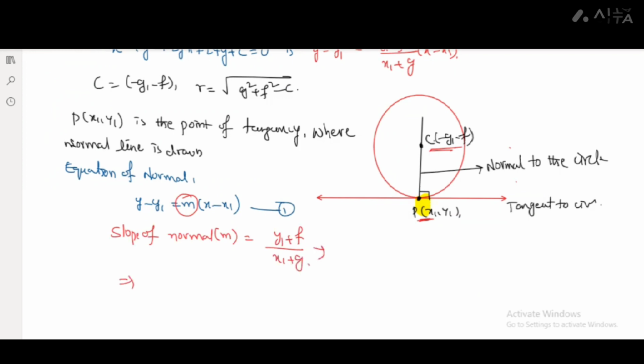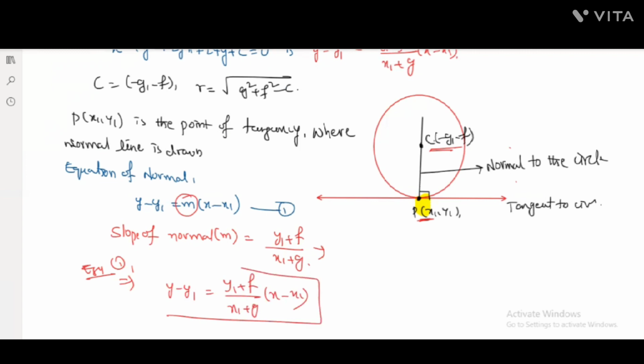Let us substitute it in equation 1. Then equation 1 becomes y minus y1 is equal to (y1 plus f) by (x1 plus g) into (x minus x1). So this is the equation of normal in point form. That is the point form of the normal equation.